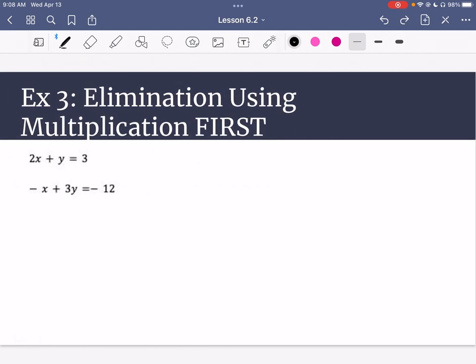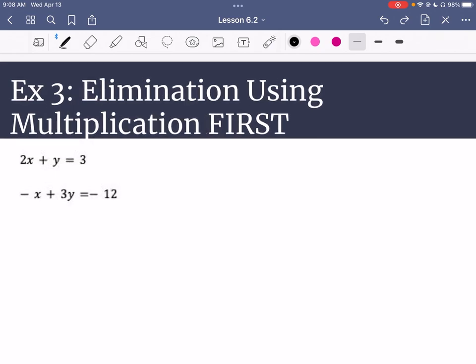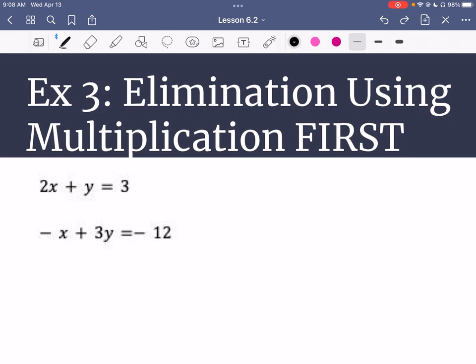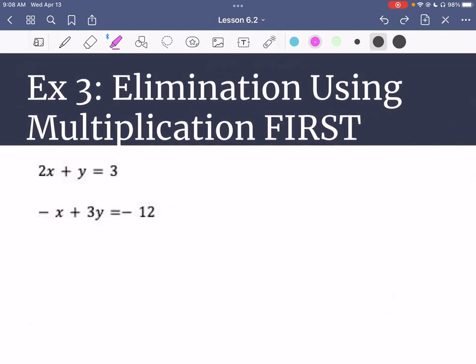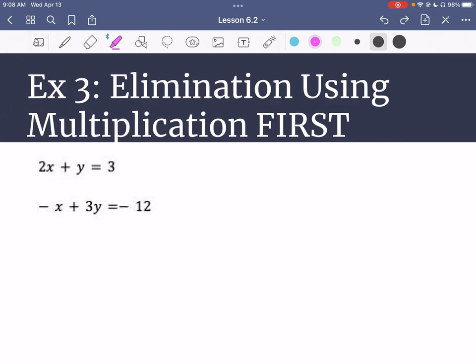Okay, another example. This one's a little bit different because if you look here, unfortunately, you cannot simply add or subtract these equations and automatically eliminate one of the variables because we have a 2x and a negative x. Those are not the same term but opposite signs. One has 2, one just is a negative 1, and then this one is a y and a 3y. We need them to match, and so when this happens, we're going to have to multiply one or potentially both of the equations by another number to then get our x's or our y's to match.